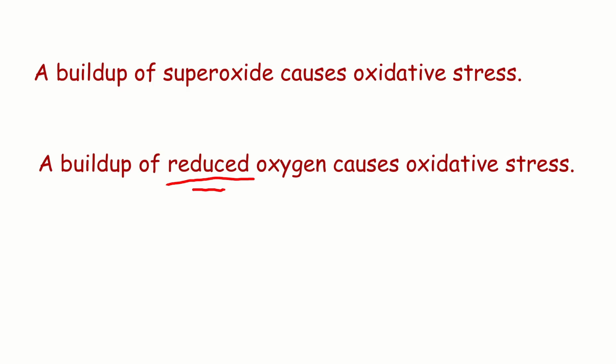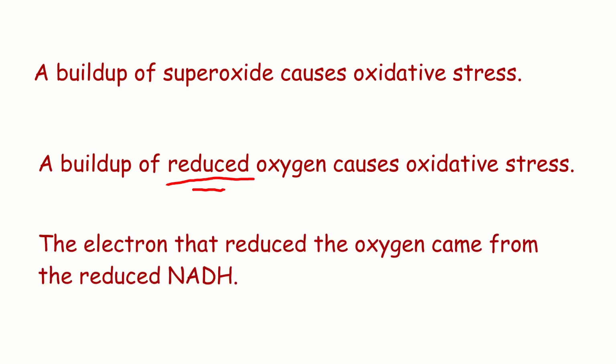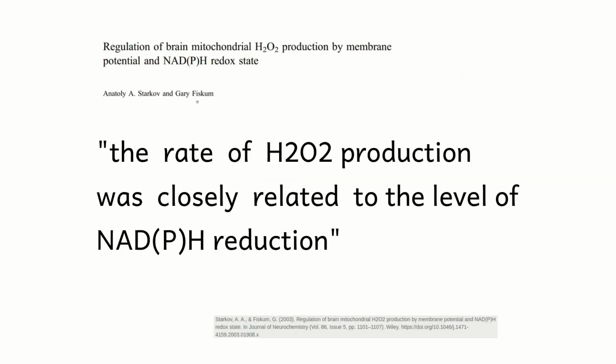Another way to say this, same sentence: a buildup of reduced oxygen causes oxidative stress. The electrons that reduce the oxygen come from the reduced form of NAD, NADH, right? I know I'm being a bit repetitive, but I think this is tricky for some people, so I want to make sure that people get it. And so this is just to throw some more support behind this idea.